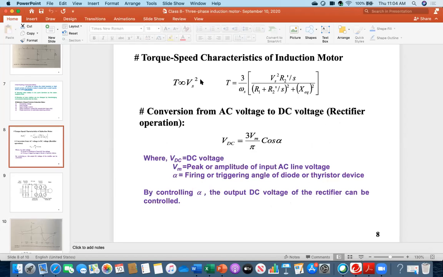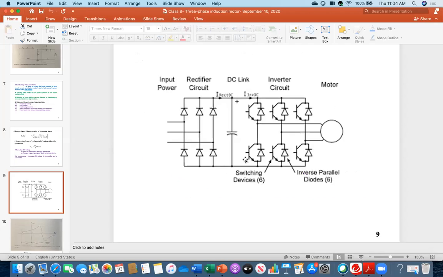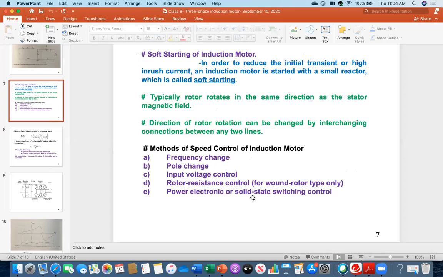Just to follow this one. This is my base equation: if I control the input voltage, then I control the torque and hence the speed. That is my objective, and I am doing that with the help of this arrangement. That is called power electronic or solid state switching based control. Therefore, the objective of C and E is the same, to control the input voltage. Everybody, could you follow me so far?